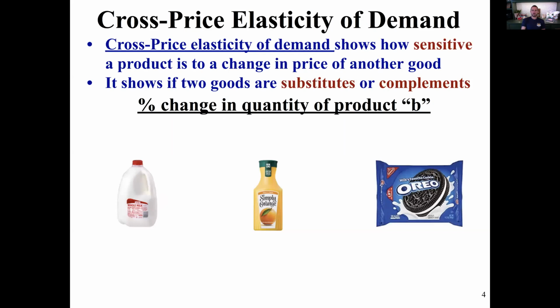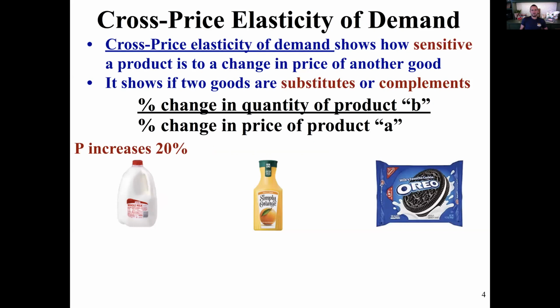If we have milk, orange juice, and Oreos, let's say that the price of milk goes up by 20%. That means that fewer people will buy milk. If, as a result, more people buy orange juice, then it would be said that these two goods, milk and orange juice, must be substitutes, right?